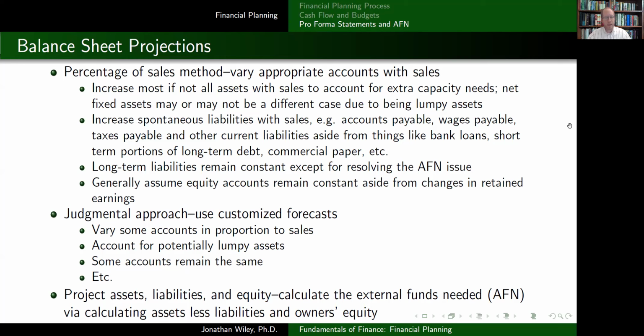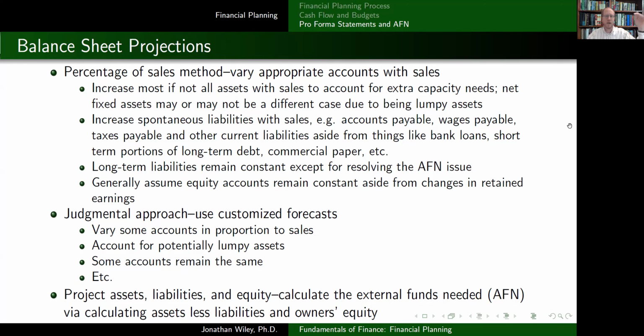Now it's worth noting that when I start projecting out the balance sheet like this, the AFN figure could wind up positive or negative. So positive means I need to go raise more funds. Negative would mean I am projecting I might have excess funds available. So here's what that would look like. Let's say I project out my balance sheet and I'm projecting that in order to support the level of growth I'm going to have, my assets will be $100 million at the end of the year. But I am projecting that my liabilities will be $60 million. And I am projecting that my equity will be at $50 million.